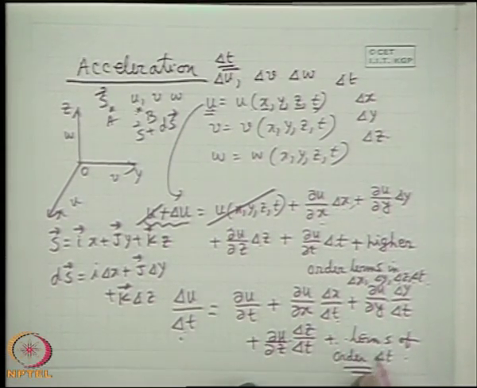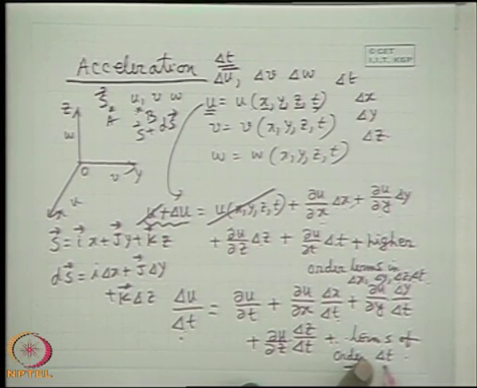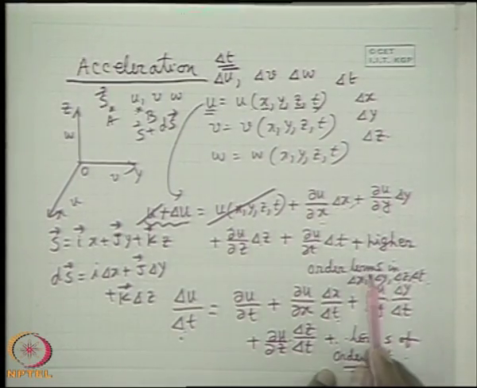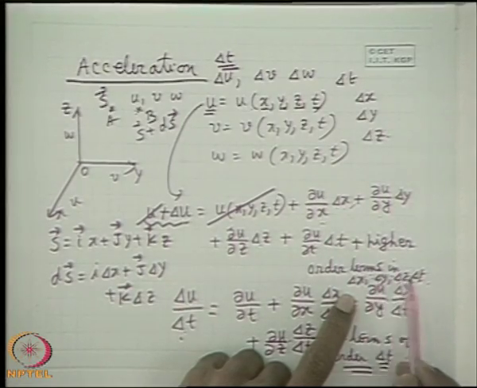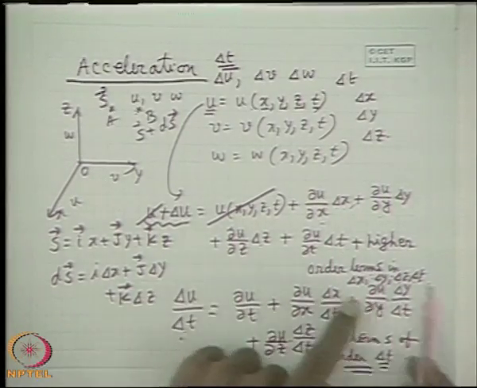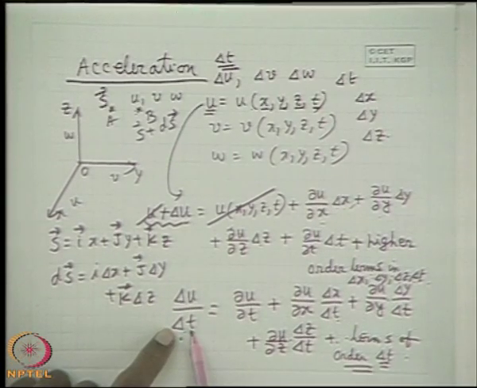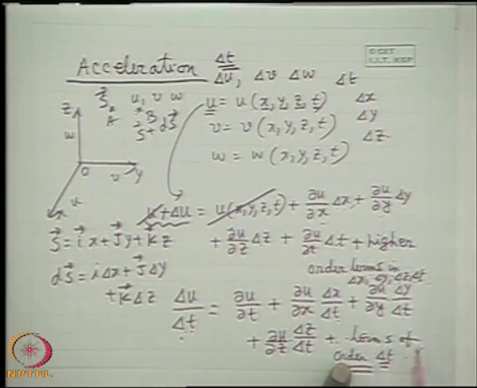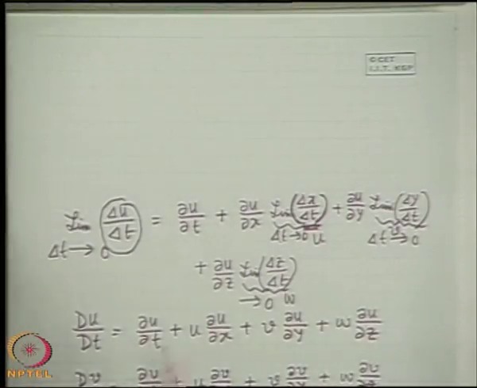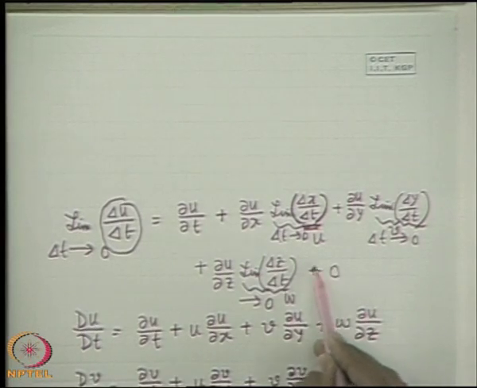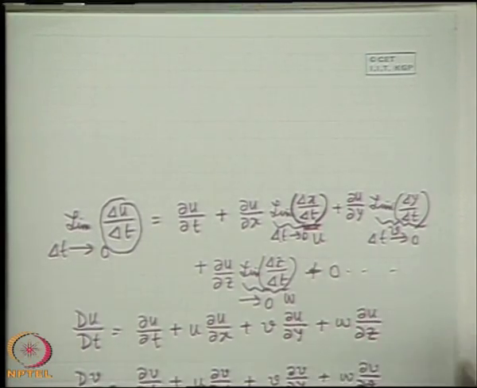Similarly, any term containing delta t in the numerator as a net product, or delta t square, the limit will be 0. This is simple mathematics: the higher order terms in delta x, delta y, delta z, whether square or cube, after dividing by delta t, the terms which are left will be yielding 0 when you take the limit as delta t tends to 0. So therefore, we take these as 0. So all those terms are 0.